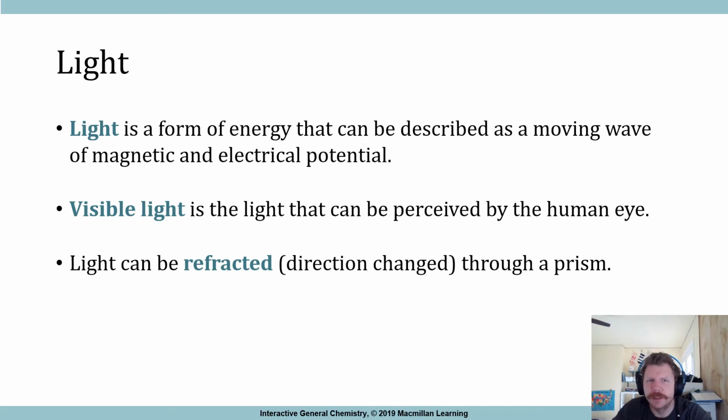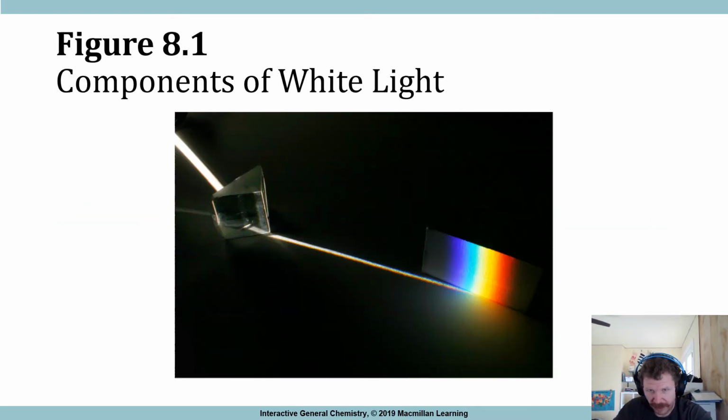Okay, so light is a form of energy that can be described as a moving wave of magnetic and electrical potential. So light is a moving wave. Visible light is the light that can be perceived by the human eye, and light can be refracted through a prism. So we've got three different terms: light, visible light, a specific range of light, and then light can be refracted through a prism. Here we've got an example of visible light being refracted through a prism. And what this shows us is the different color components of a particular beam of light.